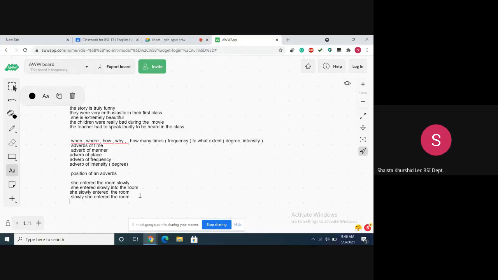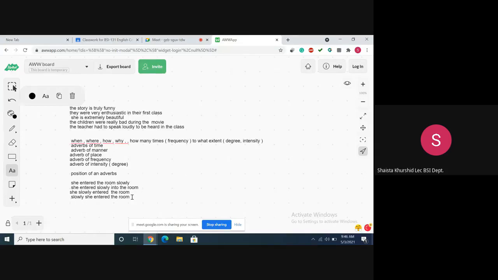So the position of an adverb is mainly dependent on the usage, that is, how you are using it, whether you want to intensify the action more or you just want to say the manner of an action. Over here, slowly she entered the room brings curiosity in the reader's mind and works as an intensifier. But in the first example, she entered the room slowly, it's an adverb of manner.